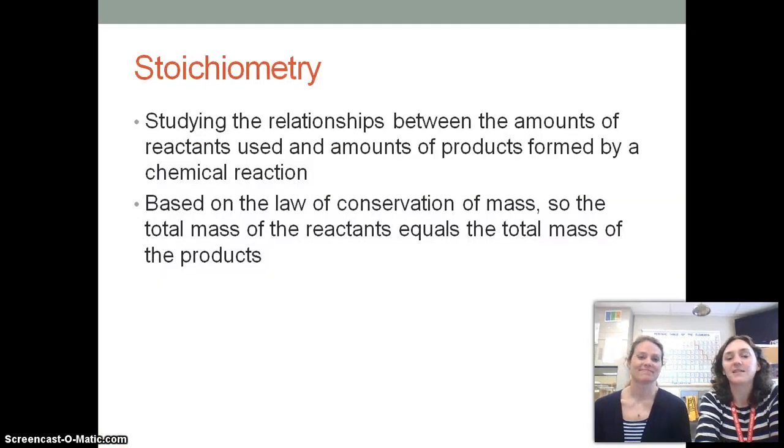Anyways, it's studying the relationships between the amounts of reactants used and the amounts of products formed by a chemical reaction. So you could look at any of the reactants and figure out how much product should be formed. You could also look at the products and figure out how many reactants you used. But you could also look at reactants versus reactants, based on the law of conservation of mass. So the total mass of the reactants is always going to equal the total mass of the products.